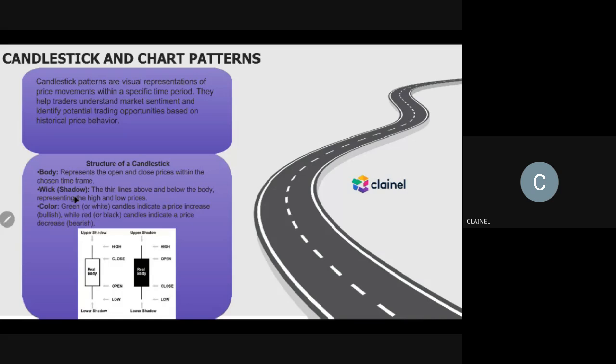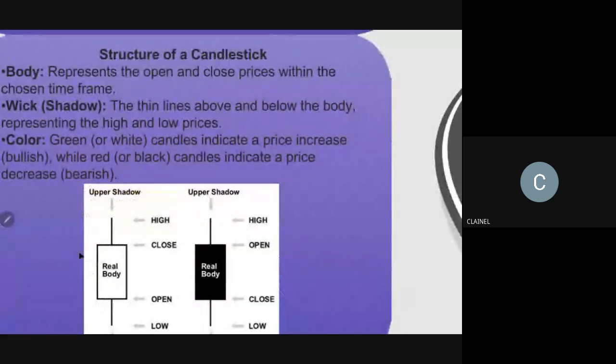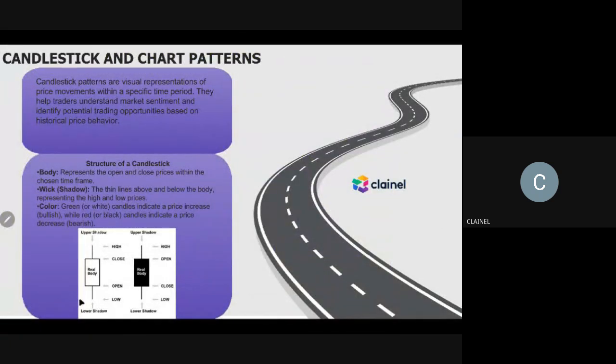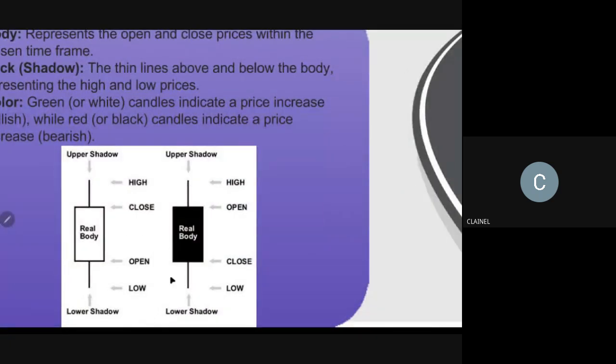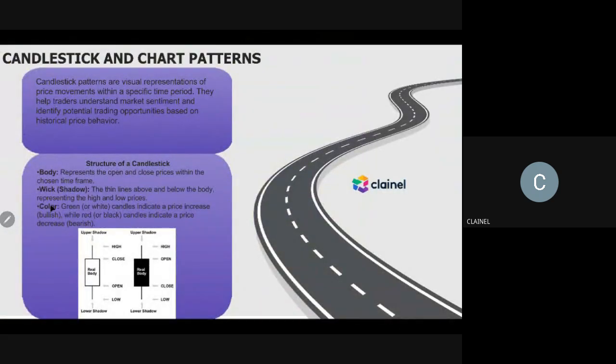So we have the wick or the shadow, the thin lines above and below the body representing the high and low prices. So now this is an example of your wick, or we call it shadow. Here, upper shadow, and right here, lower shadow. They are your wicks. Then color: green or white candles indicate a price increase, bullish, like we discussed, while red or black candles indicate a price decrease, bearish.